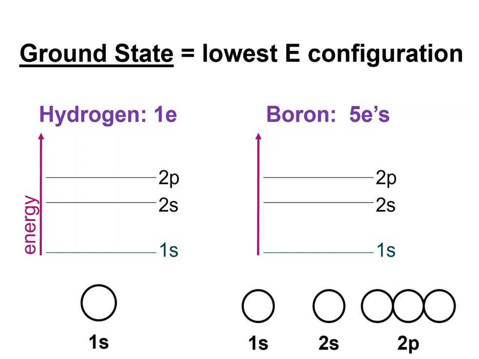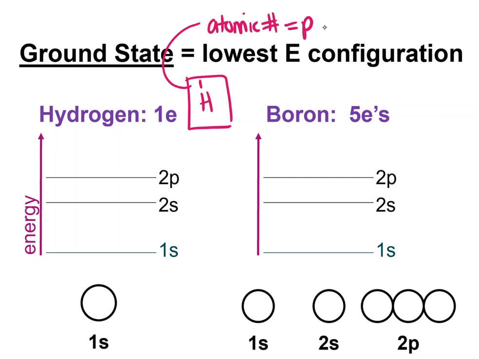Okay, let's start with hydrogen. It's simple. It has one electron. How do I know? I look on the periodic table, and that number above it, that's the atomic number, and that equals the number of protons, and for a neutral atom that equals the number of electrons also. So hydrogen just has one electron. Of course, it'll be in our lowest possible energy level, and we would write that just like this.